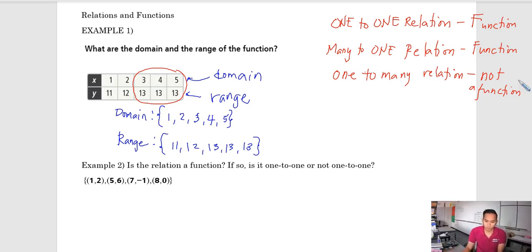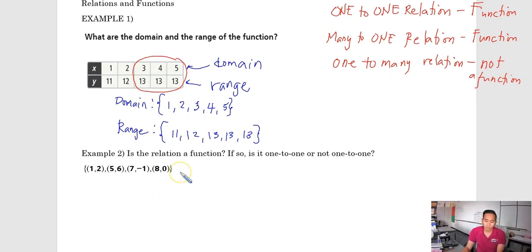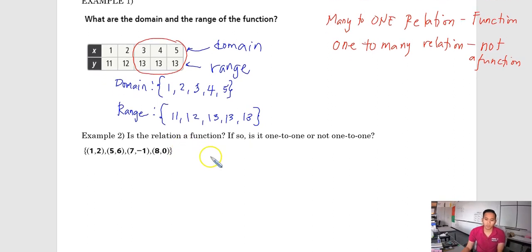All right, so next is example number 2. Is the relation a function? If so, is it one-to-one or not one-to-one? Okay, first is identify the values of x and the values of y. And one of the best things that you can do is draw a table and then partner the domain and the range.